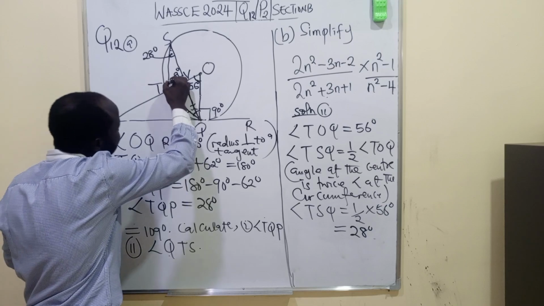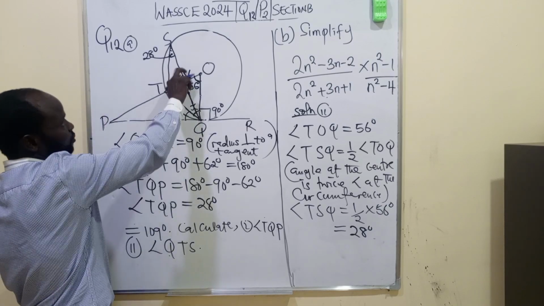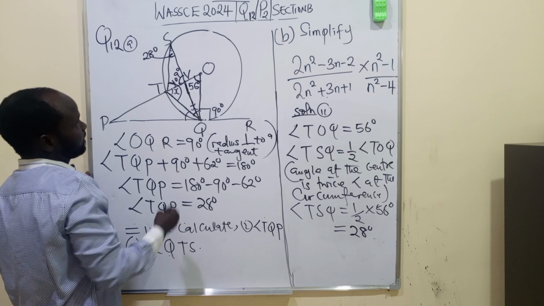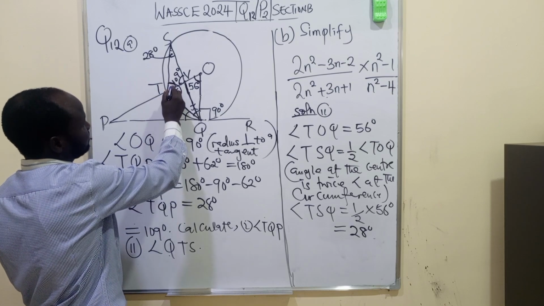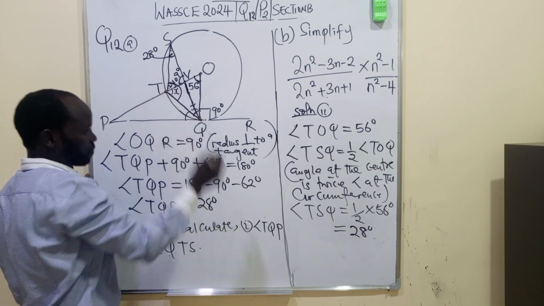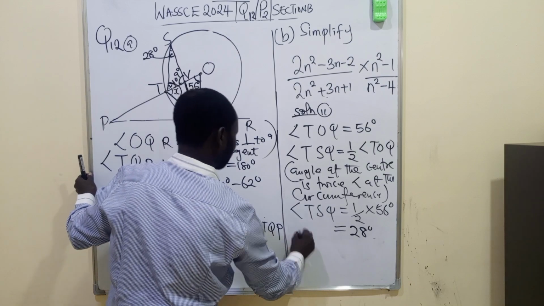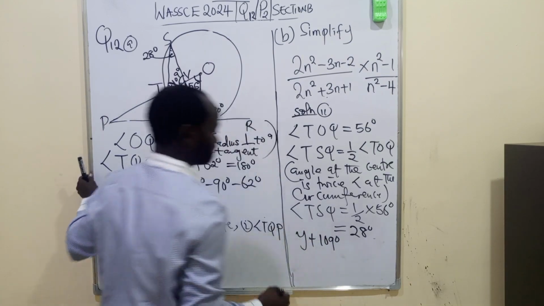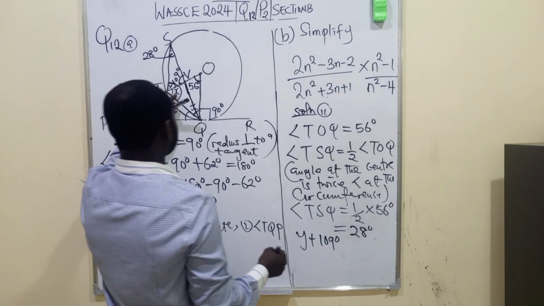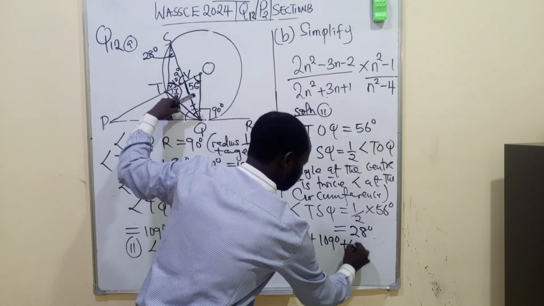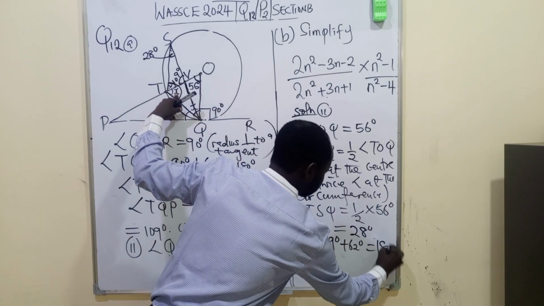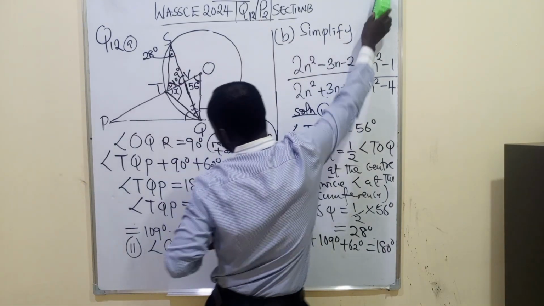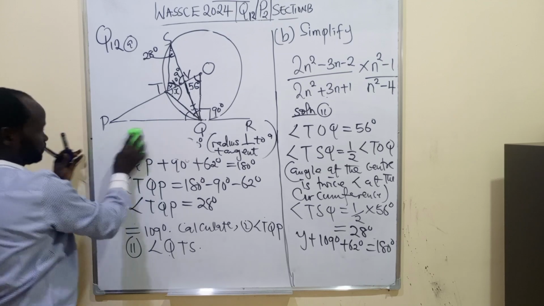So we can easily find this remaining angle here because we have this angle here as 109 degrees. Since we don't know this angle, let it be y. So y plus 109 degrees plus the value of x, which is 62, will be equal to 180 degrees. That's the sum of angles in a triangle.